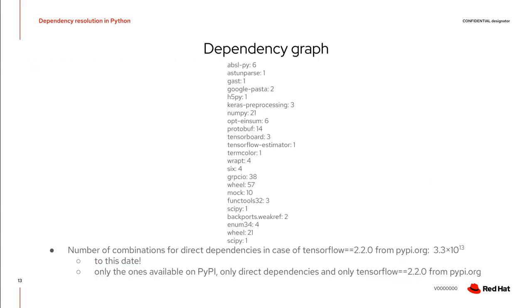So if we consider all the direct dependencies of TensorFlow and we compute the number of combinations in which we can install this software, we can end up with a number like 3 multiplied by 10 to the power of 13. So this number is quite large and can grow pretty rapidly. Also consider that we have only direct dependencies. These direct dependencies have transitive dependencies of TensorFlow, so this number grows. And this number is valid only up to this date. So if there are new releases, as in the case of ABSLPy, this number simply grows.